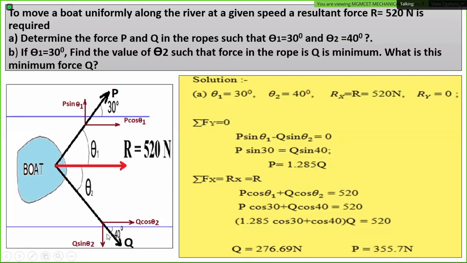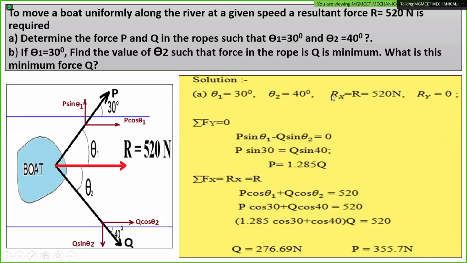See, this Q sin theta 2 is acting in the downward direction, so it has to be negative. So P sin theta 1 minus Q sin theta 2 is equal to 0. Then theta 1 and theta 2 are given. P sin 30 is equal to Q sin 40. So first I am getting the relation between P and Q, and that I am getting as P is equal to 1.285 times Q.